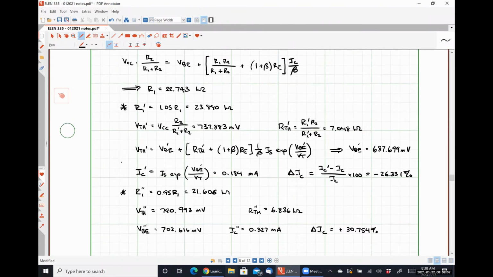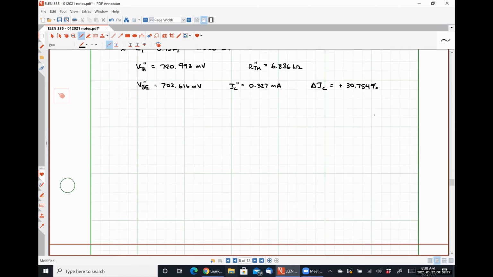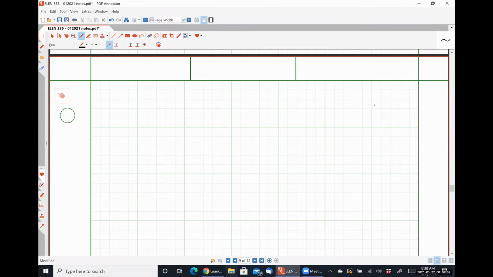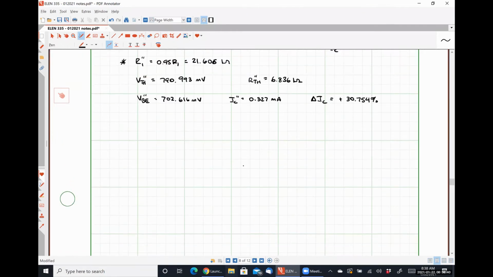All right, so any questions regarding this particular problem or the emitter degeneration process? All right. Well, then we have one more biasing scheme to talk about, and it's fairly straightforward. All right. So our last scheme is called self-biasing. Actually, I think we'll talk about it here.